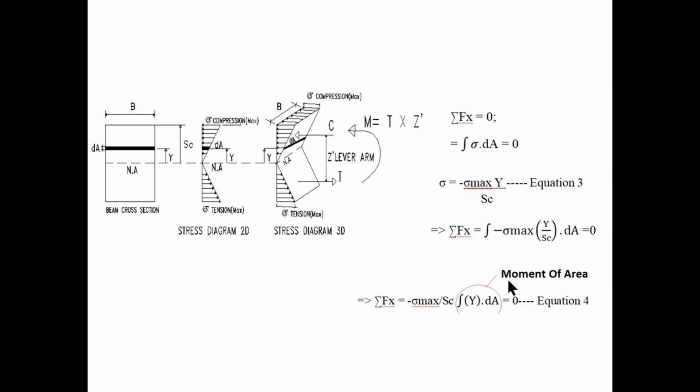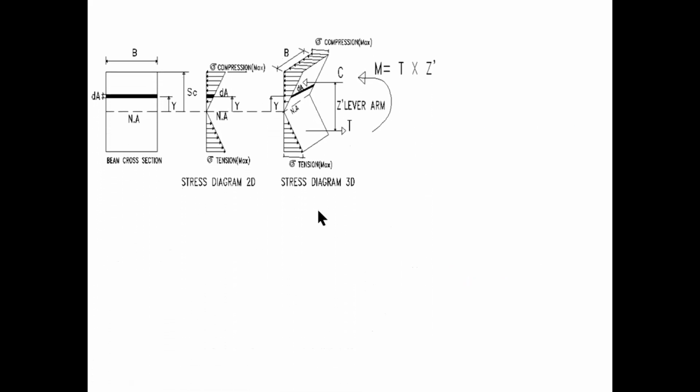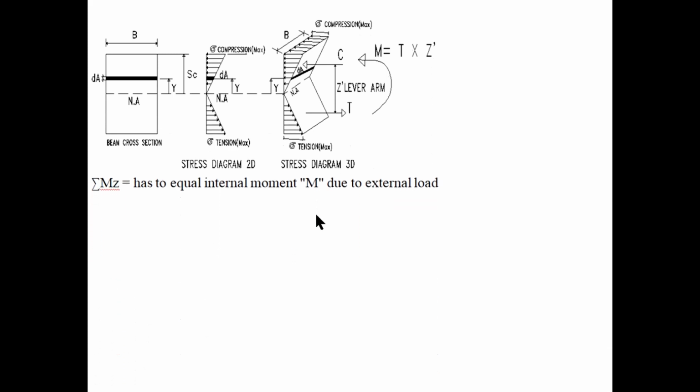And guess what? The integration of y dA is called the first moment of area. So we are getting there. If we take the sum of moments about the z-axis, then it must equal the internal moment due to the applied external loads. This is a very important concept. The internal moment M is simply the resultant force, which we worked out, Fx, multiplied by the lever arm at a distance y from the neutral axis. So then M is equal to the sum of forces Fx multiplied by y.